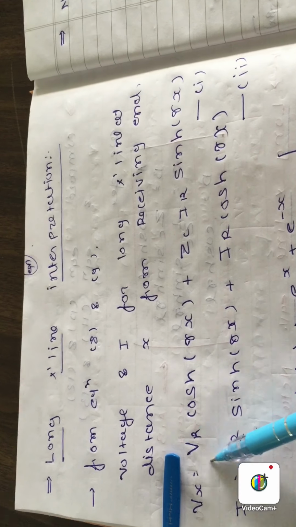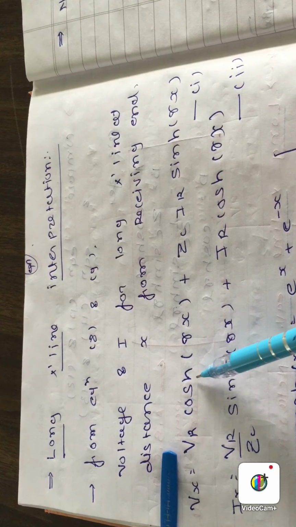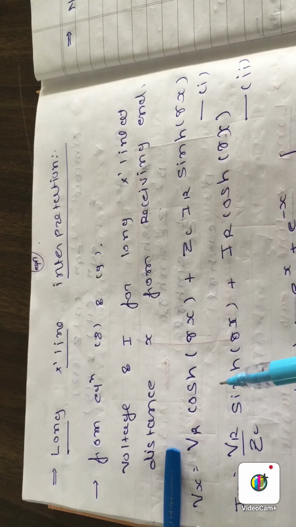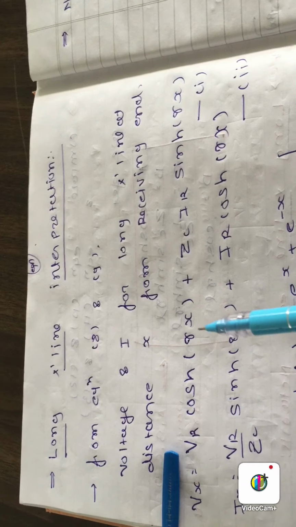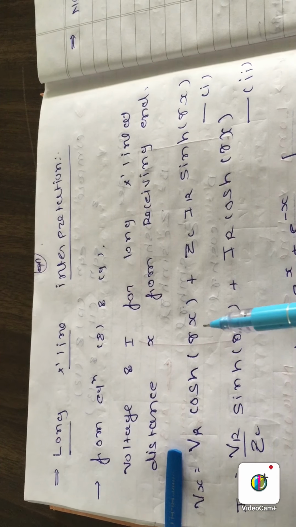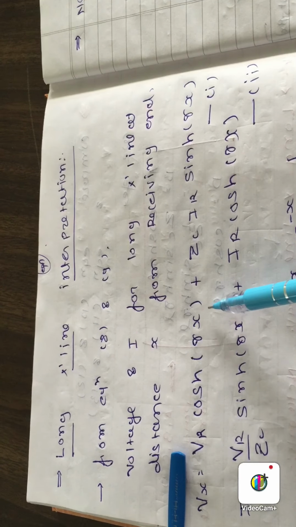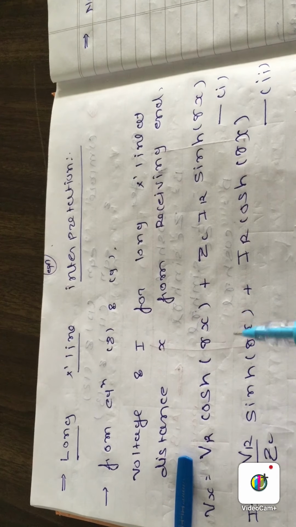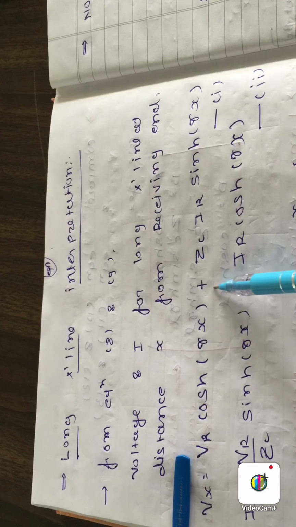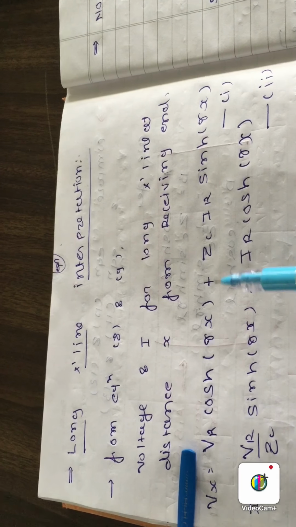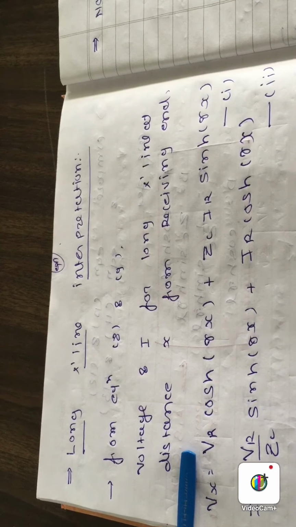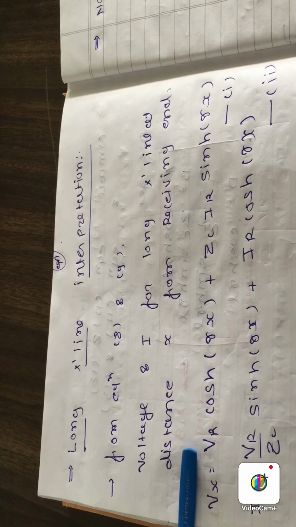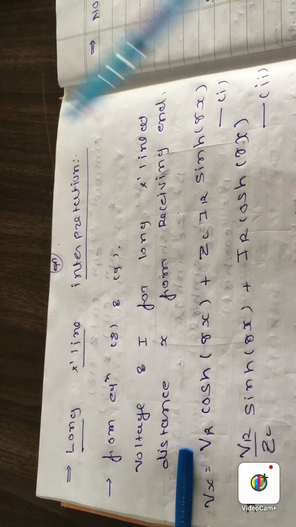This is Vx, the voltage at the x point, and the current at the x point. We are considering that element dx is available at point x from the receiving end, so we already derived this equation of voltage and current. Now you know that this is the trigonometric form of the equation, so you can also say that this is the hyperbolic equation of long transmission line. Now we will again modify this equation.